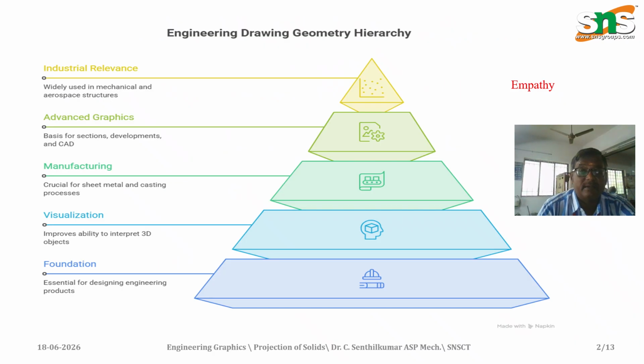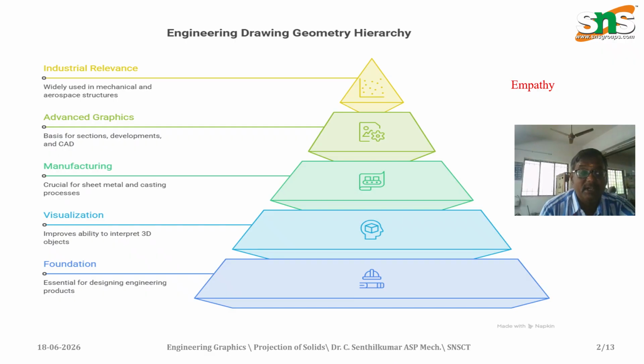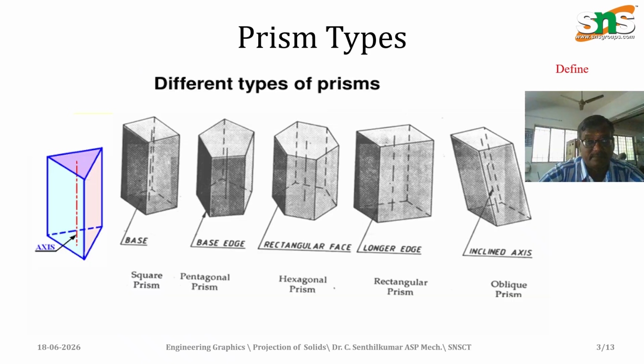So here, for the empathy part of design thinking, we have analyzed its basics and its application. Foundation is necessary for all engineering students, and visualization is also needed to improve the ability to interpret 3D objects. Manufacturing industry students need this knowledge, crucial for sheet metal and casting processes. Advanced graphics has the concept of CAD, and industrial relevance has the concept of widely used mechanical and aerospace structures.